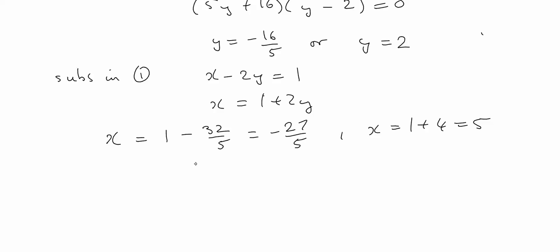The two solutions are x is minus 27 over 5, y equals minus 16 over 5, and x equals 5, y equals 2.